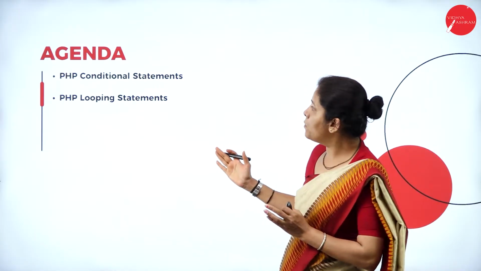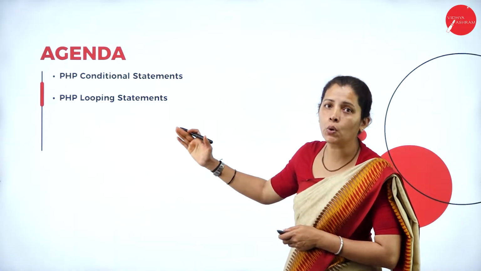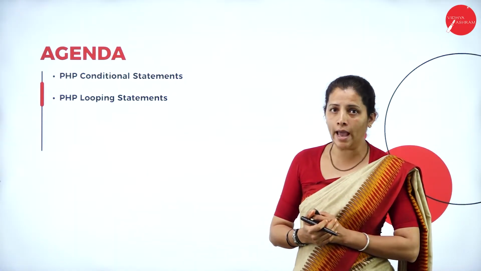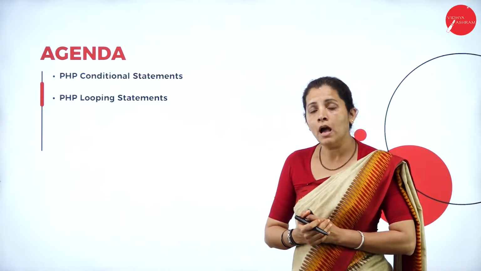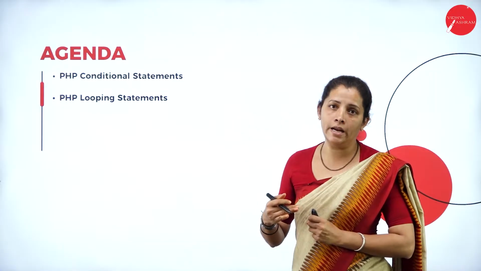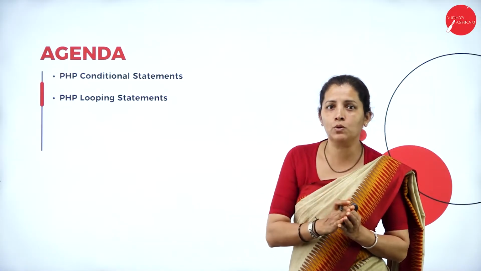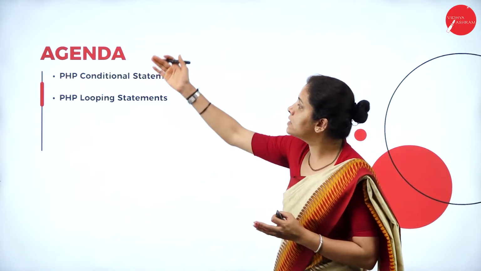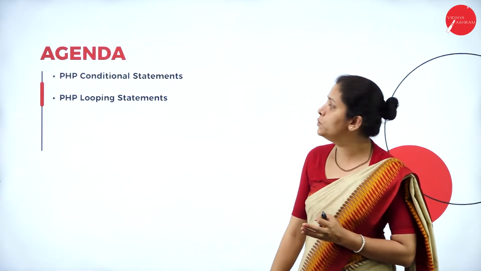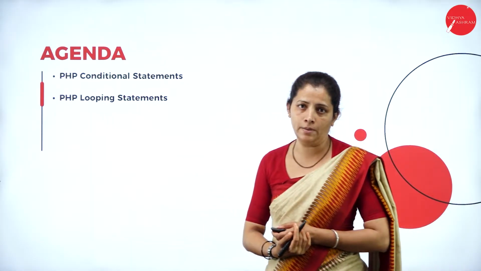So why do I want these two statements? Because I want to control the flow of the program. At the same time, I don't want to write the same code again and again. Instead of that, I just want to repeat the process. These are the two reasons I'm going to use conditional statements as well as looping statements.